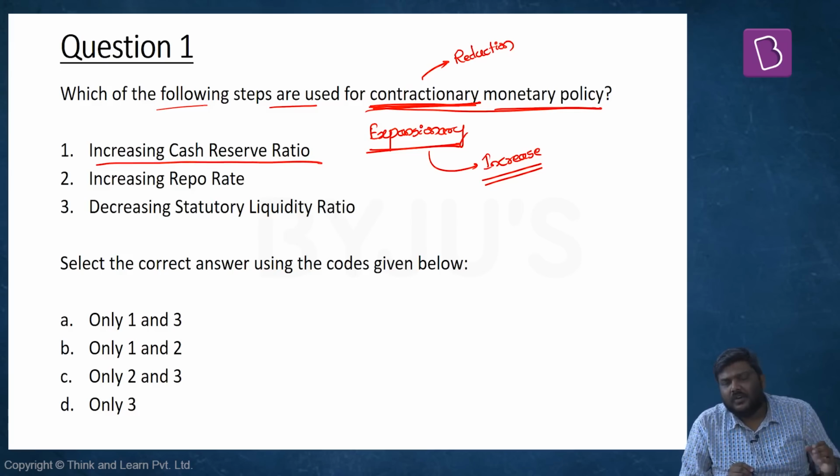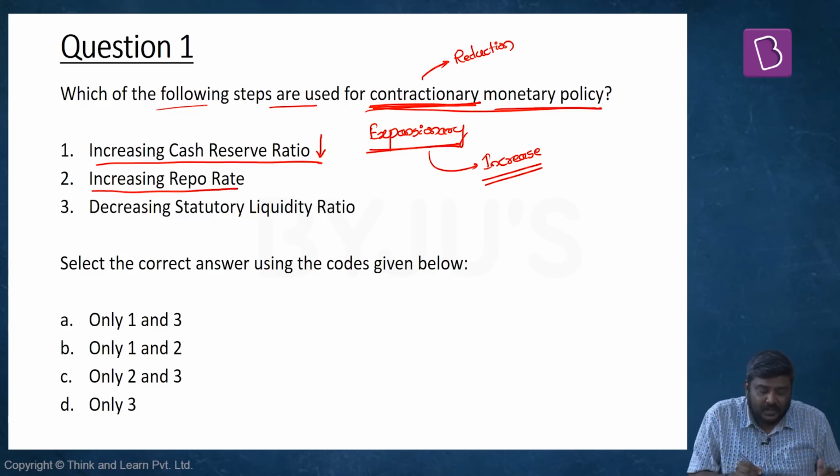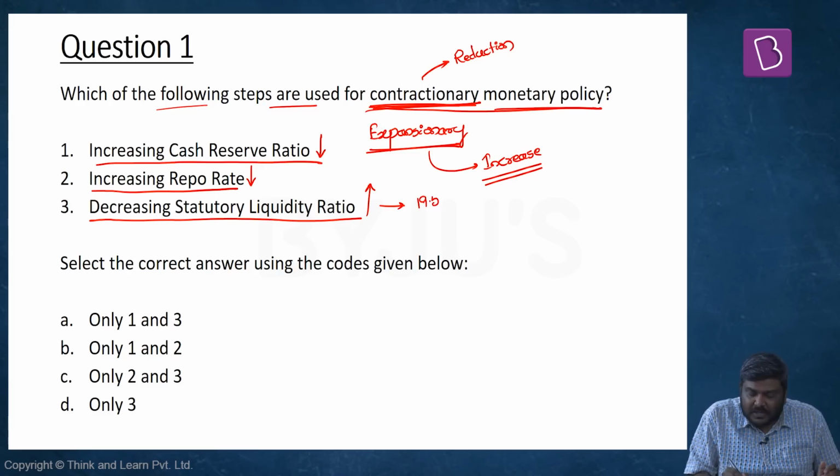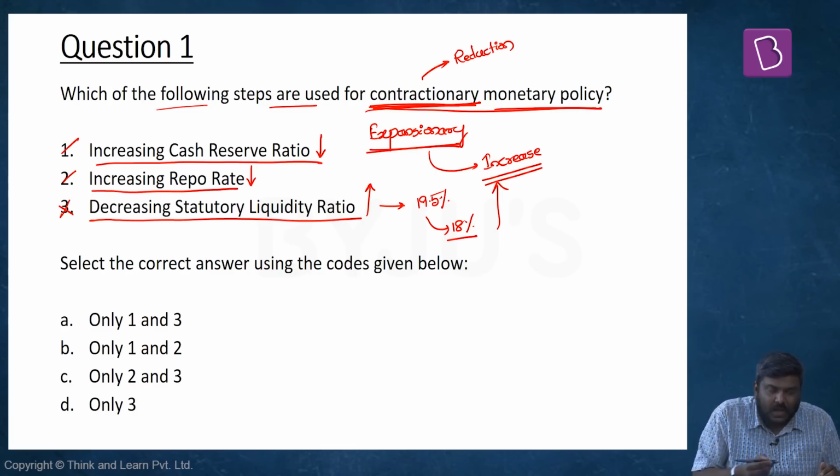Increasing the CRR. If RBI or MPC increases CRR, the supply of money in the market is expected to come down. Increasing repo rate. Yes, even when they increase the repo rate, the money supply in the market is expected to come down. Whereas, if RBI reduces the SLR, the RBI or the MPC expects to increase the money supply in the market. Very recently, a decision has been taken to reduce the SLR from 19.5% to 18% with the objective of increasing the money supply in the market. So, point 3 is wrong, point 1 and point 2 are correct. The right option will be option B, only 1 and 2.